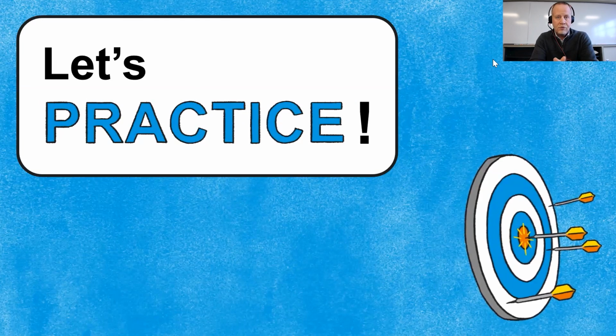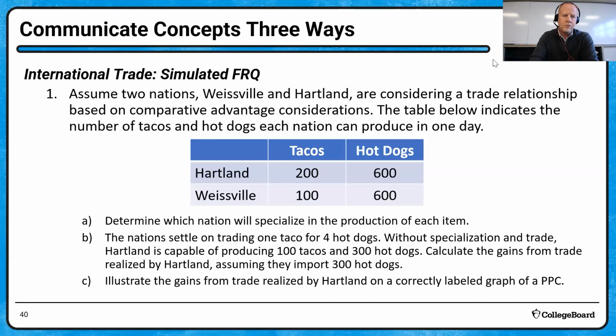Let's do another simulated FRQ and see how we do with it in terms of applying international trade and expressing international trade 3 different ways. So here's your question. Let's talk through it, and then you can pause and give it some practice. Assume 2 nations, Weissville and Heartland, are considering a trade relationship based on comparative advantage considerations. The table below indicates the number of tacos and hot dogs each nation can produce in one day. Determine which nation will specialize in the production of each item.